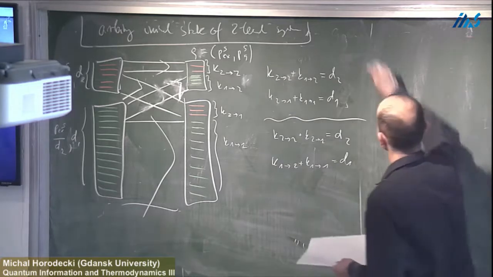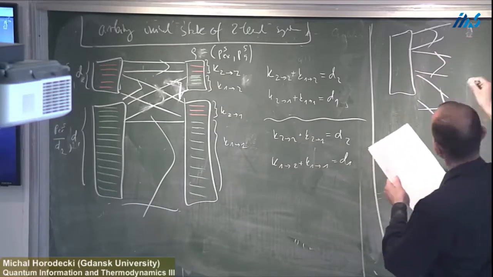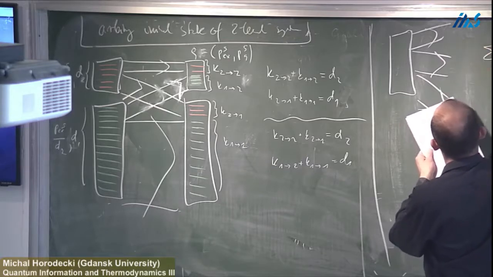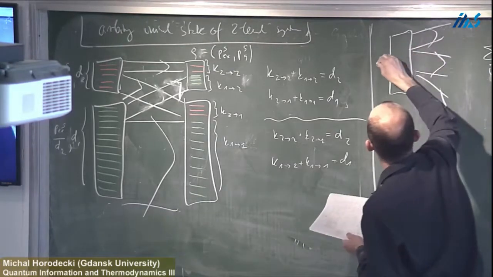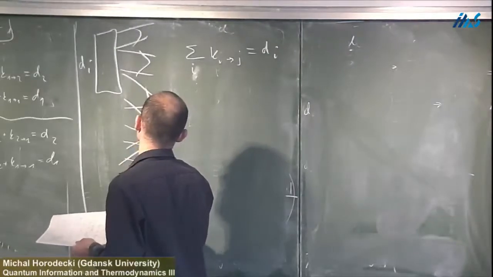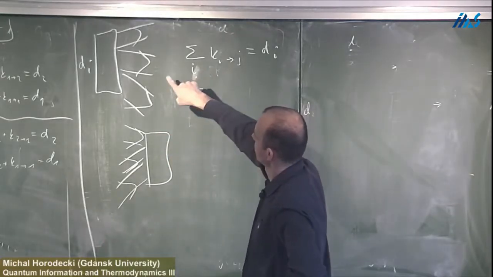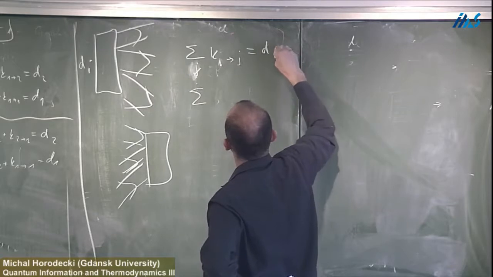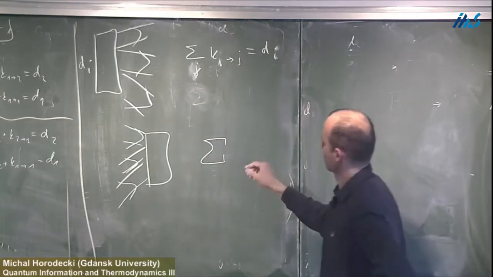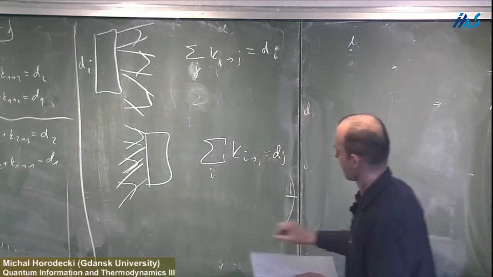So simply, in general, what can we do? From some original block, we can go in different directions. So if we have an original block I, the sum over j of k from I to j is equal to the original dimension. But also we can go from many different blocks to a single one. So here I go from a single block I, and here I go to a single block j, so the sum over I of k from I to j is equal to this. Right? So we have these things.